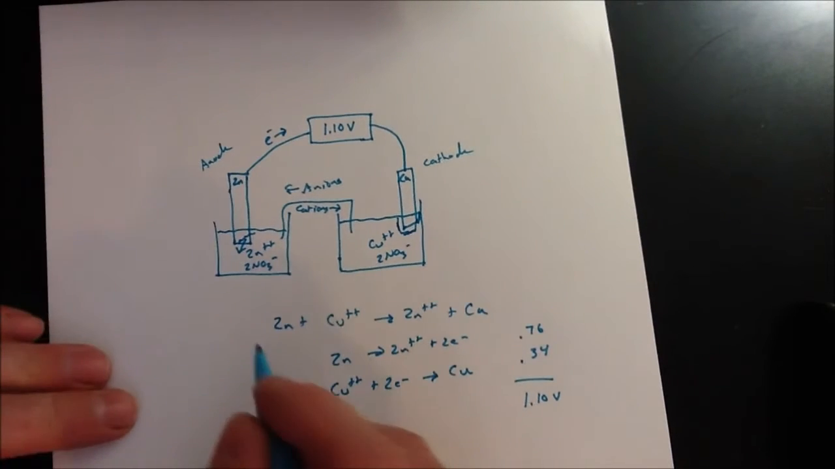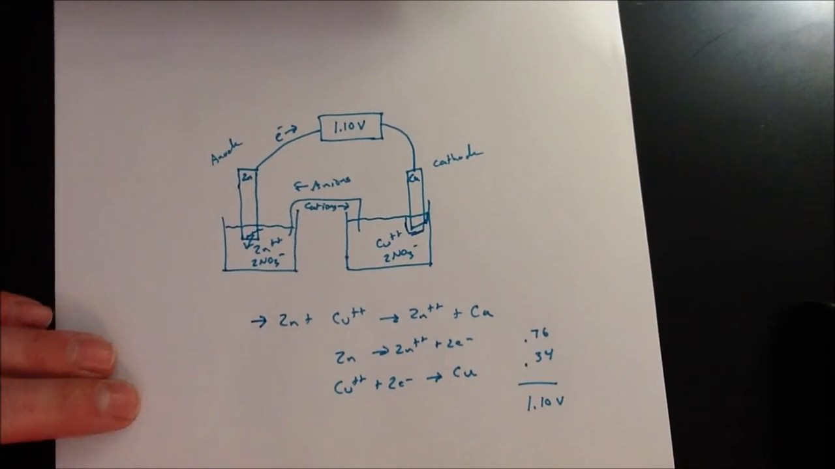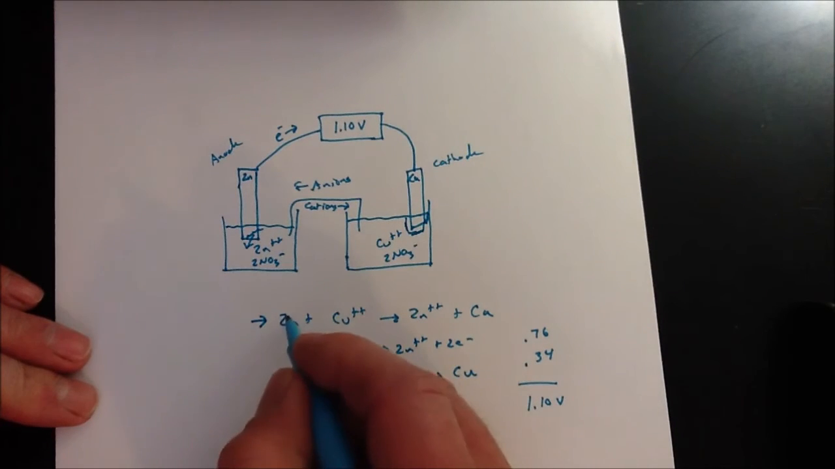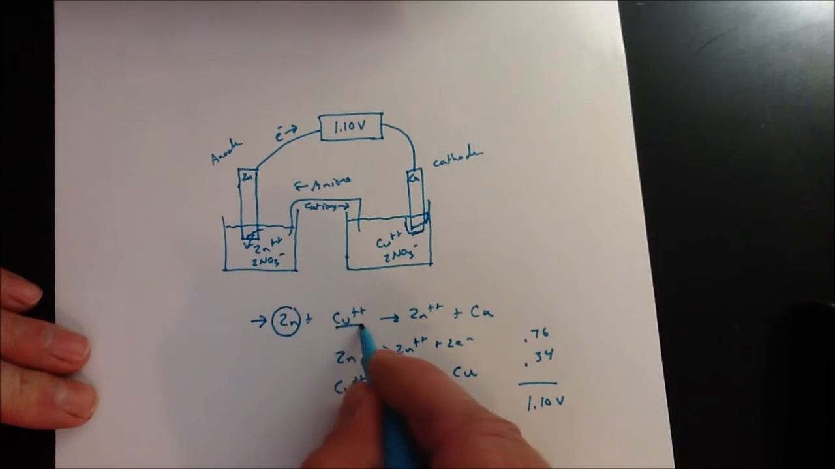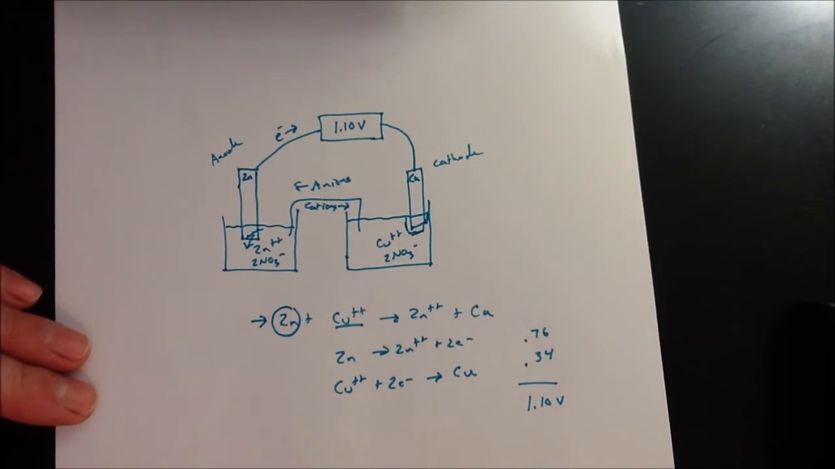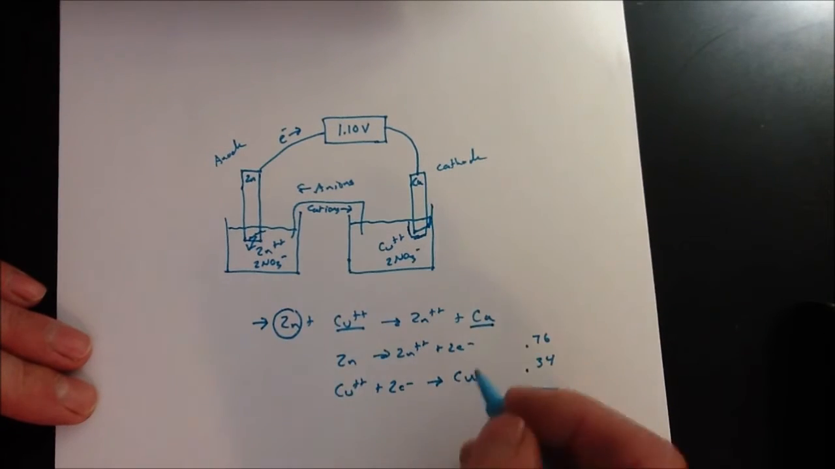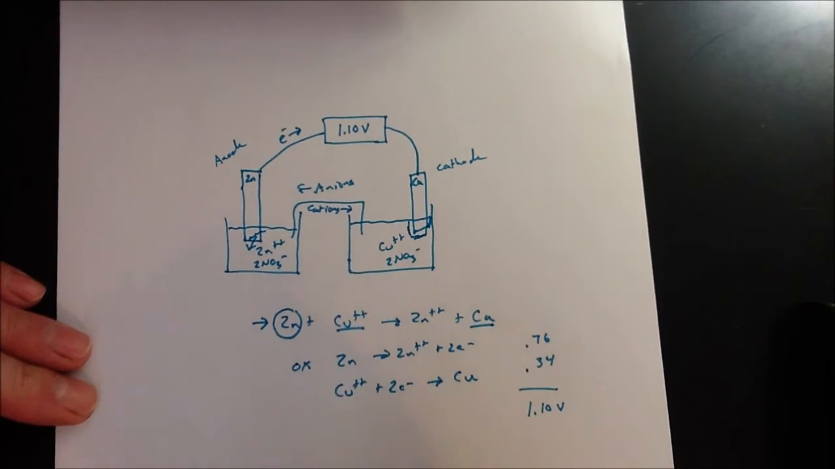My spontaneous reaction is here at the bottom. How do I know that? Well, there's a couple ways. One is I know my metal reactivity series, and I know that zinc is more reactive than copper, so it'll displace copper, thereby reducing the copper, and my zinc will be oxidized. And here is that oxidation half reaction and the reduction half reaction.